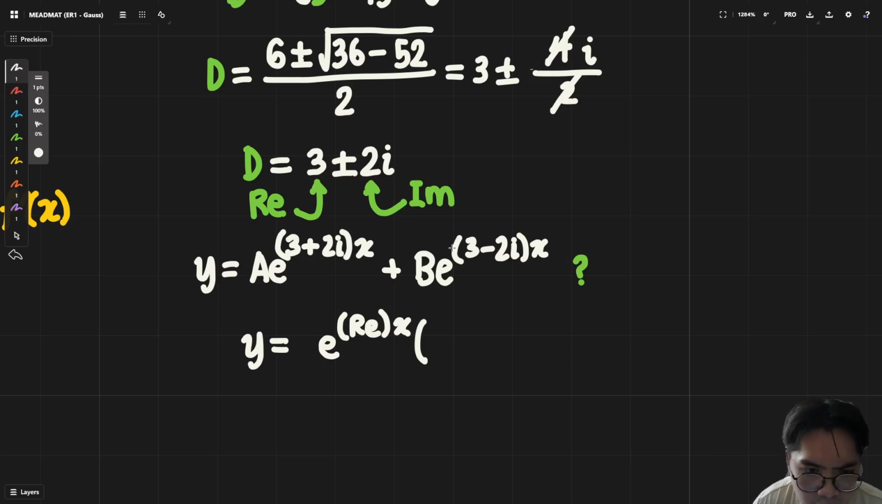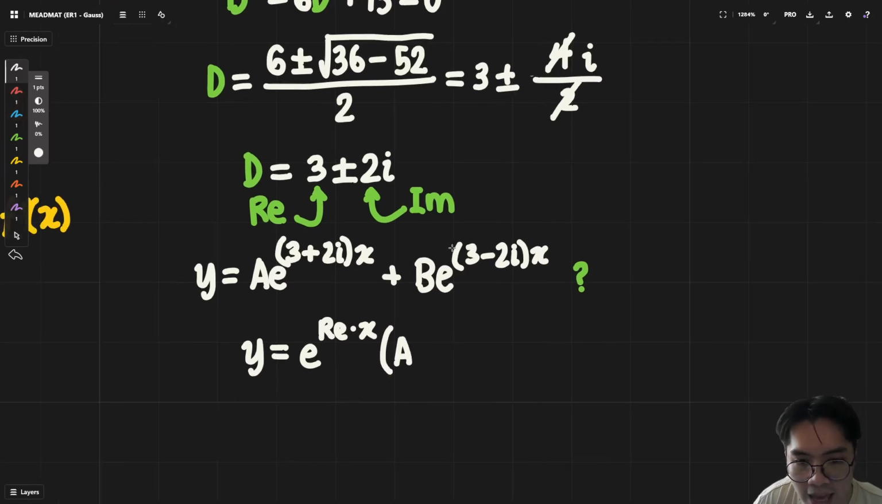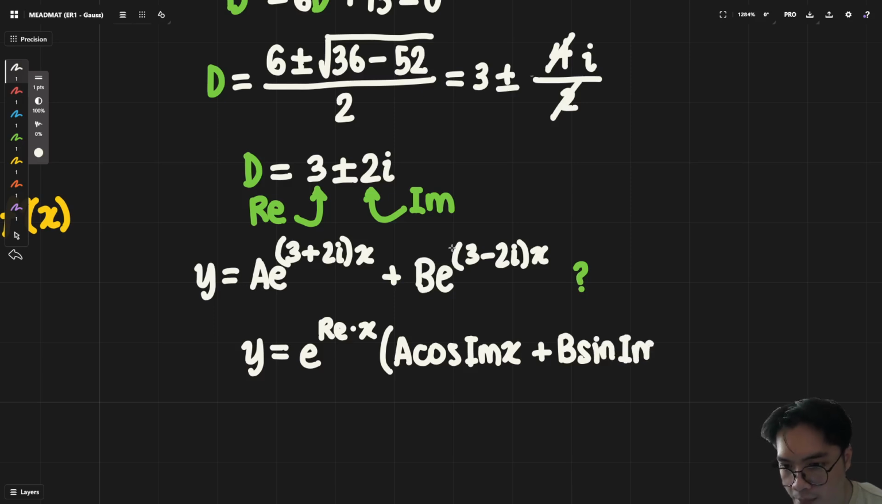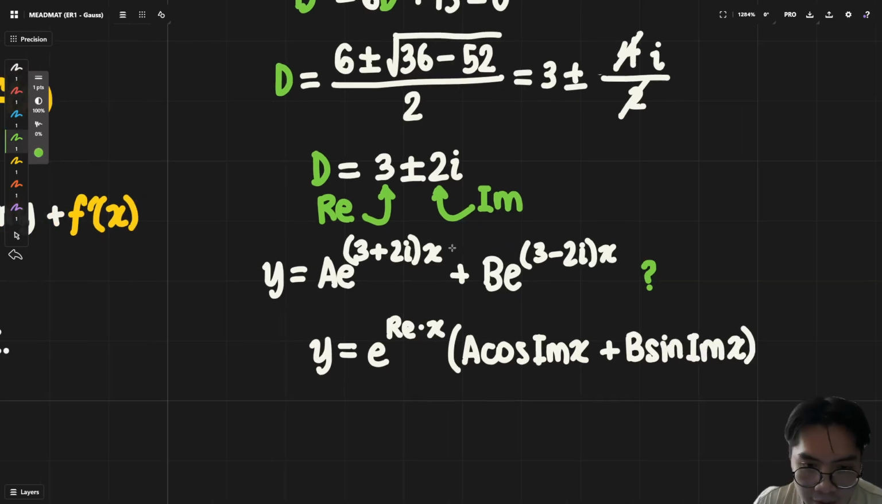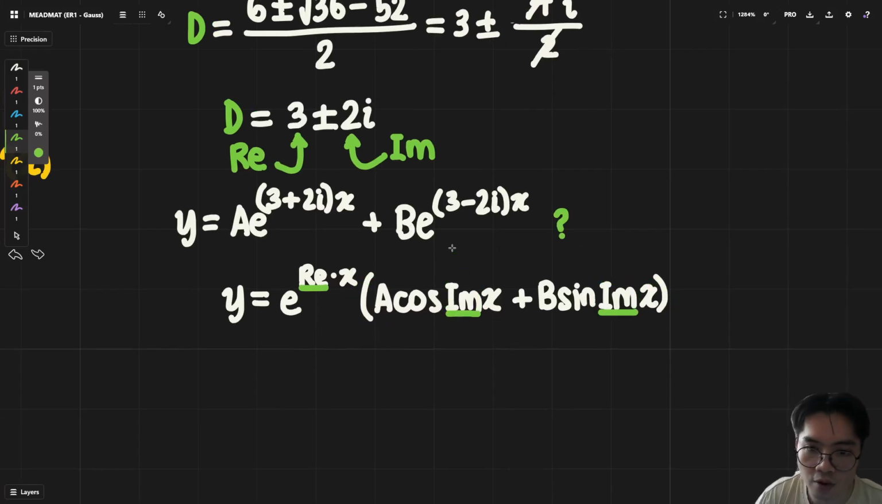Actually, we don't need this right now. We need this later on. Let me retry that. e raised to the real part times x, and then you multiply with a cosine imaginary part, and then plus b sine imaginary part, and then x. That is what's supposed to happen, right? These things are supposed to act as constants for your exponential, because this one is the real part, and this one is your imaginary part.